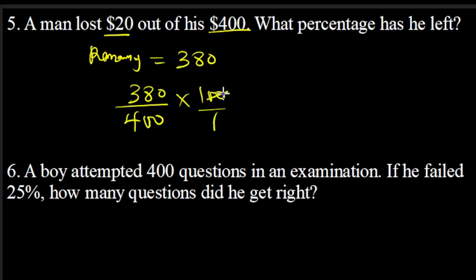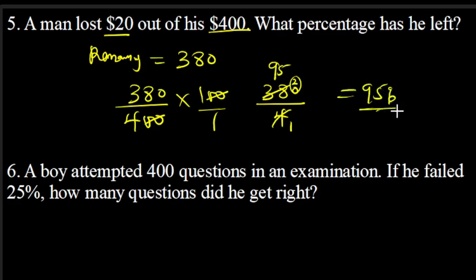Okay, so this will cancel this. We are now left with 380 divided by 4. So we can cancel using 4 here, 1. Okay, 4 into 38 is 9 because 4 times 9 is 36. So remainder 2, put the 2 here, then 4 into 20 is 5. So 95% of his money is left.